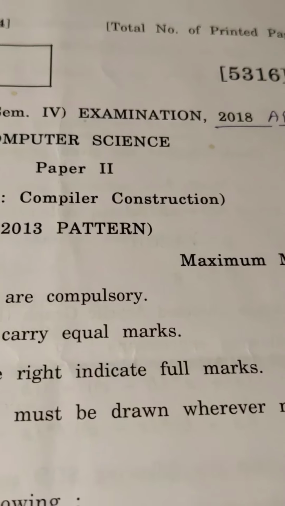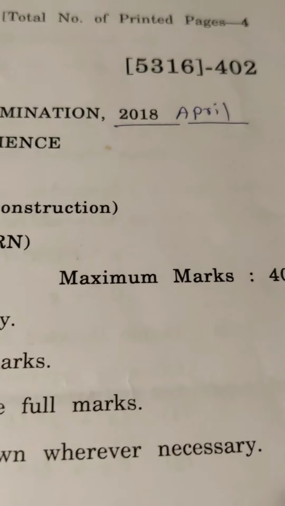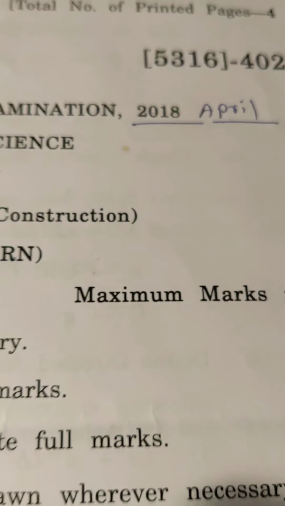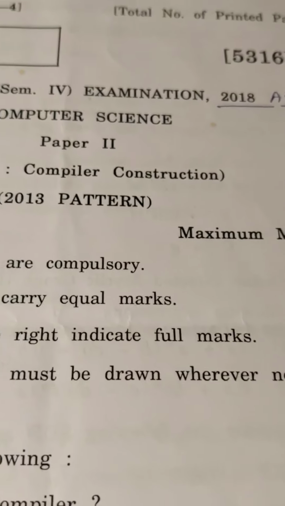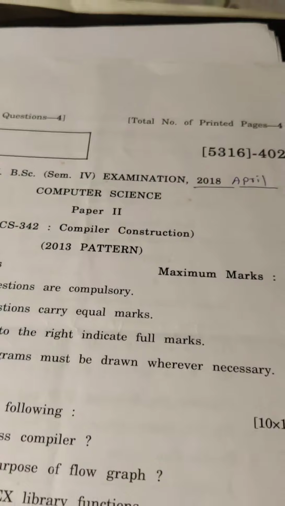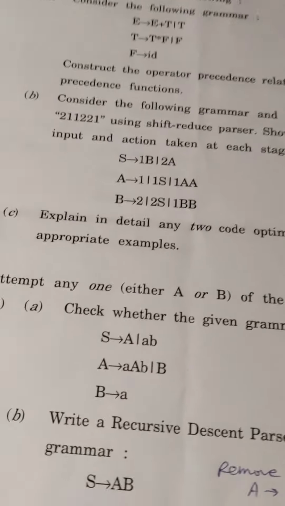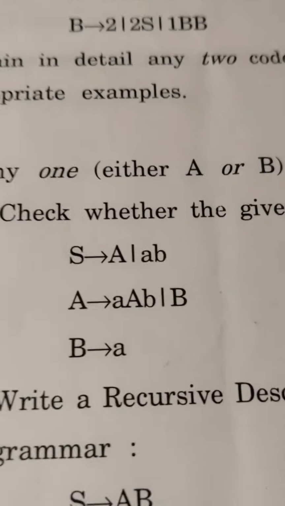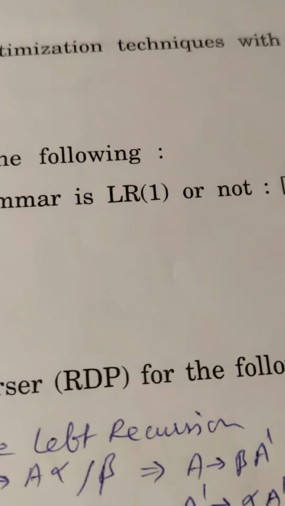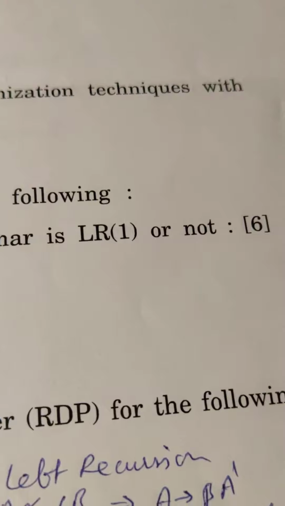We'll be discussing now the compiler construction question paper, 2018 April, and this time we are going to focus directly on a CLR problem or LR1 problem, question 4. In question 4 you'll find a question saying: check whether the given grammar is LR1 or not. It's a 6 marks problem.